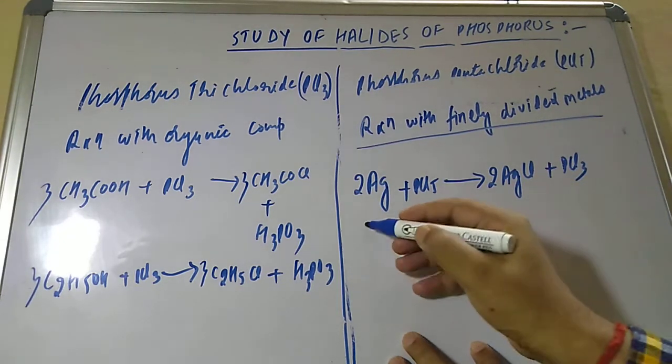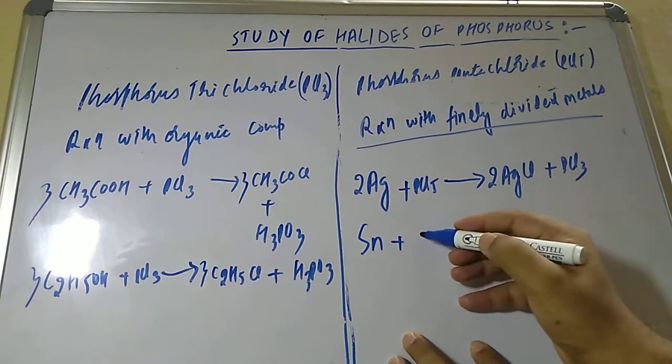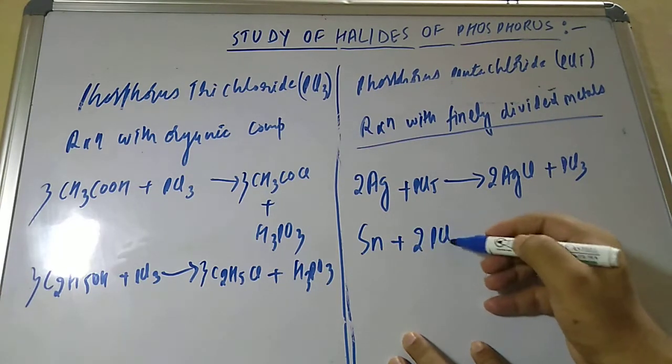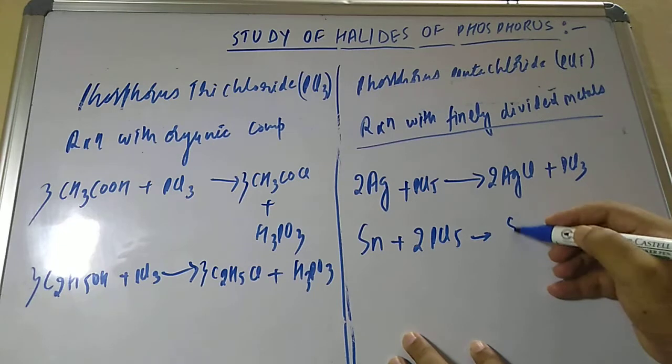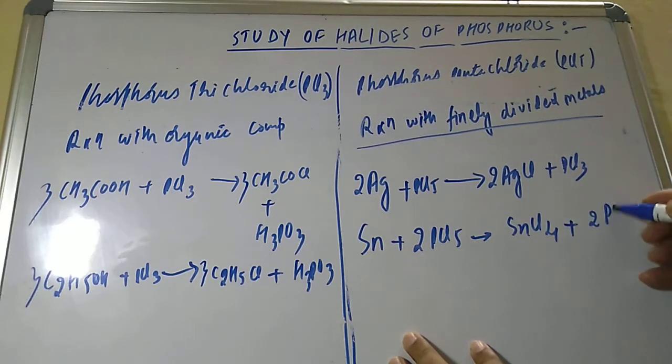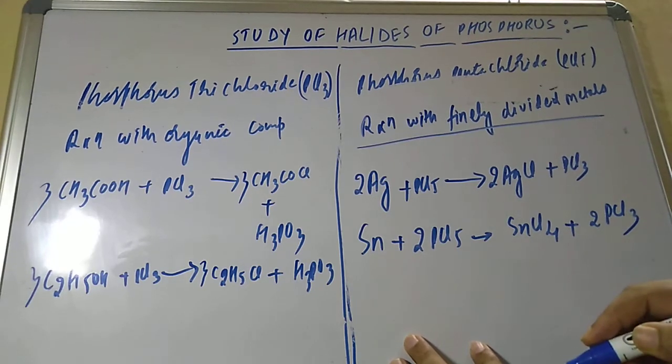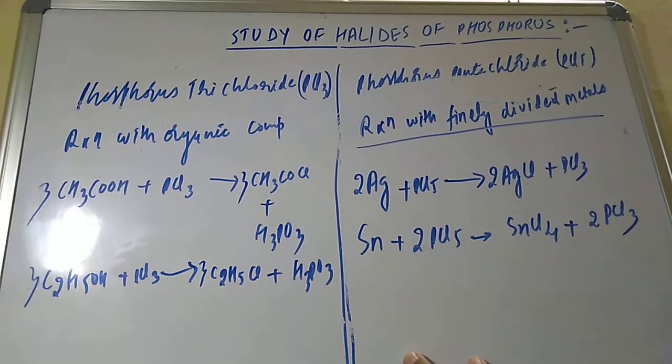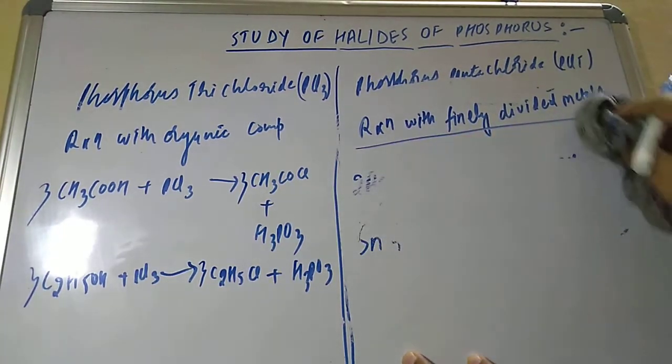Okay, next one, if Sn is there and it is reacting with 2PCl5, it will give SnCl4, stannic chloride, plus 2PCl3. This is the reaction with finely divided metal. Now there are some other reactions of PCl5.